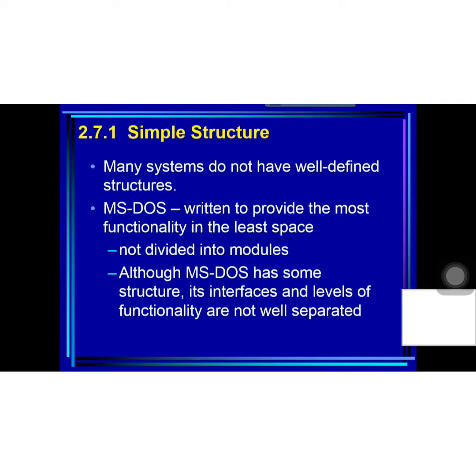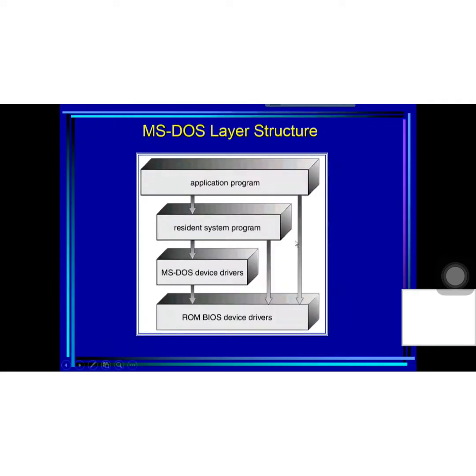In MS-DOS, the interfaces and levels of functionality are not well separated. For instance, application programs are able to access the basic I/O routines to write directly to the display and the disk drives. Such freedom leaves MS-DOS vulnerable to errant programs, causing entire system crashes when user programs fail.